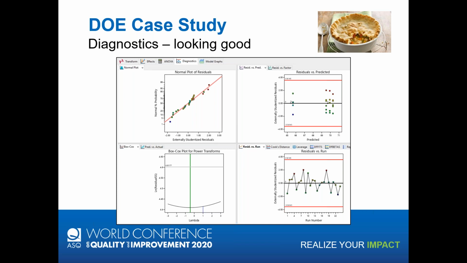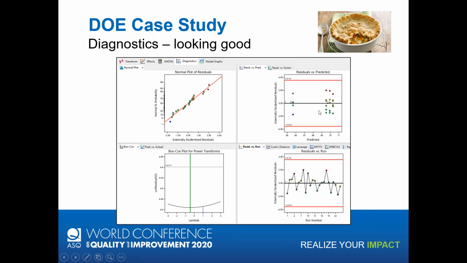You always want to back up your looking at your ANOVA with checking the diagnostics. Diagnostics are going to tell you if you have outliers, if you have non-normality of the residuals, if you break the rule of constant variance, or if you have any trends going on over time. So here's our normal plot of residuals, a nice straight line there. The residuals versus predicted, we're looking for constant variance. So the range of the residuals from the left side of the graph to the right side of the graph should be about the same up and down range, which it is.